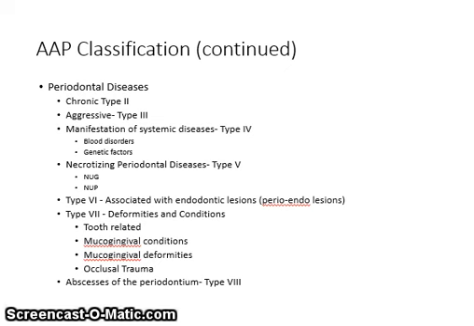Type 2 includes localized or generalized chronic periodontitis. Type 3 is aggressive periodontitis, both localized and generalized. Type 4 is manifestations of systemic disease, such as blood or genetic factors. Type 5 is necrotizing periodontal diseases, such as NUG and NUP. Type 6 are associated with endodontic lesions, or perio-endo lesions. Type 7 are developmental or acquired deformities or conditions, and Type 8 are abscesses of the periodontium.